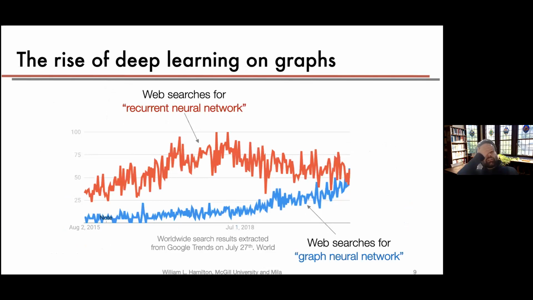And so this idea of deep learning on graphs, or graph representation learning, has really seen, I think it's fair to say, an explosion of interest in the past few years. As one metric of that, I'm showing web searches for recurrent neural networks in red, graph neural networks in blue. And what you can see here is that we're really seeing the interest, at least as reflected in Google search trends, of graph neural nets starting to approach their dominant counterpart of the traditional RNN techniques.